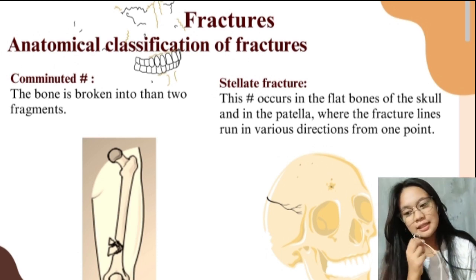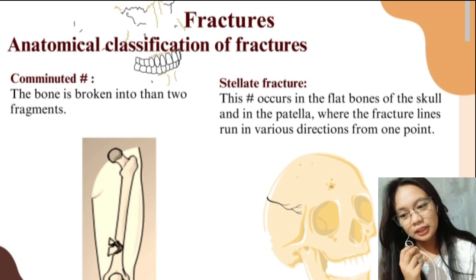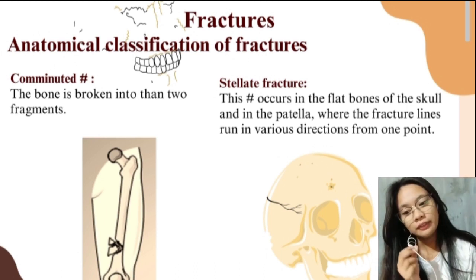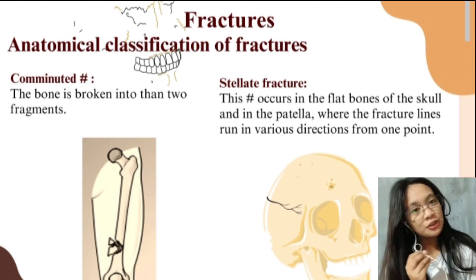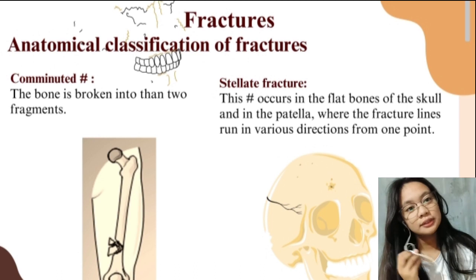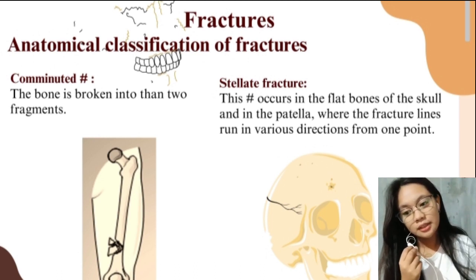So the last one is stellate fracture. Stellate fractures occur in the flat bones of the skull and in the patella, where the fracture lines run in various directions from one point. This complex stellate skull fracture was caused by a direct blow to the head.